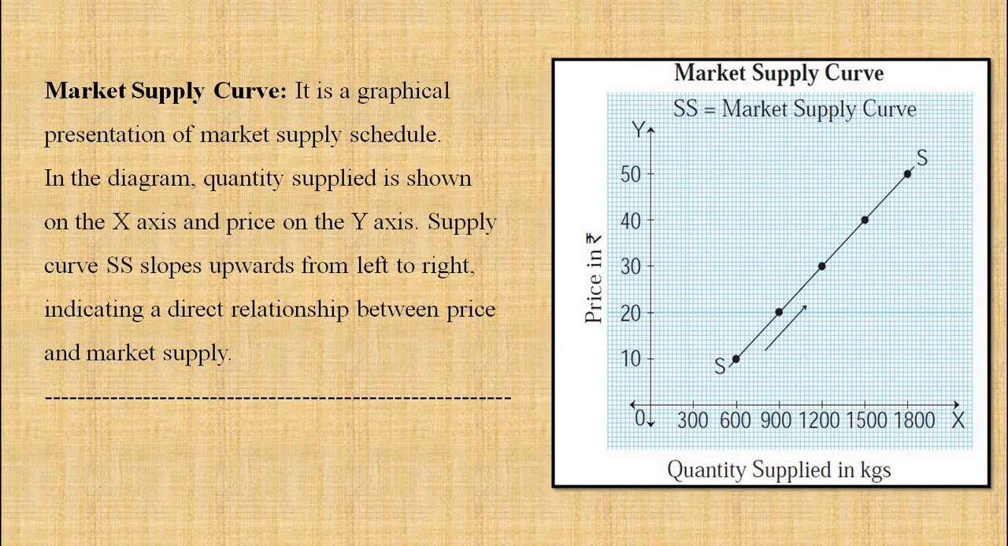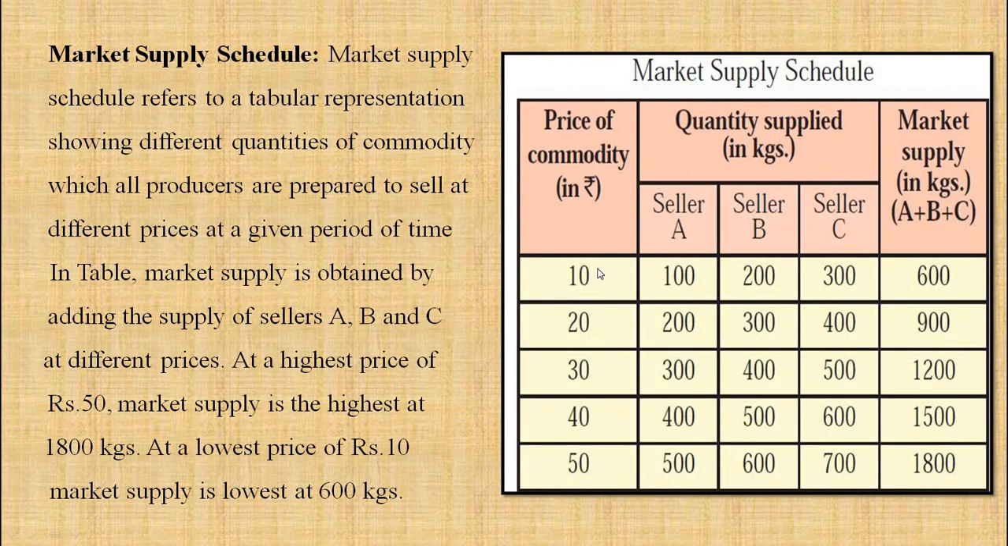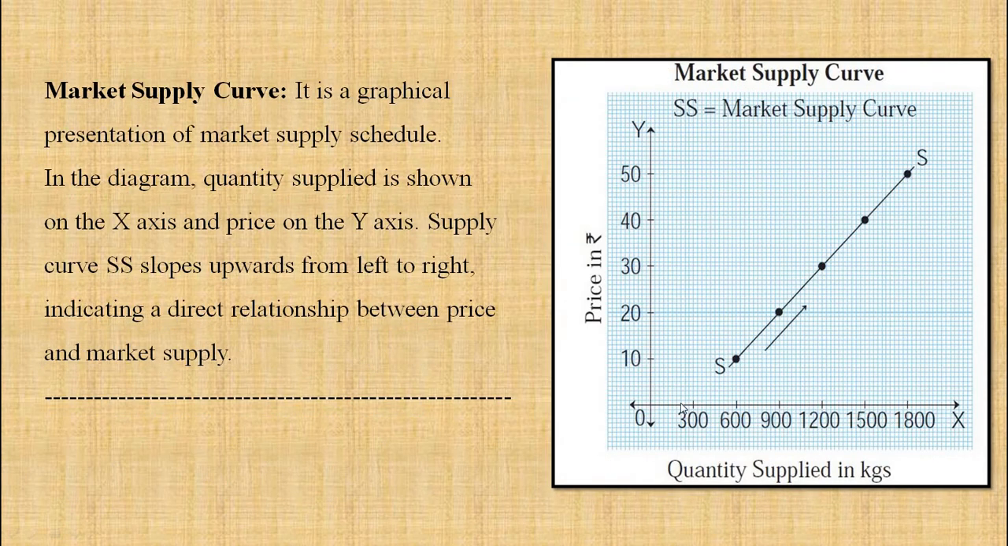Let us see the diagram. Market supply curve is a graphical presentation of market supply schedule. In the diagram, quantity supplied is shown on the x-axis and price along the y-axis. According to this table, when price rises from 10 to 20, 30, 40, 50, supply rises from 600 to 900, 1200, 1500 and 1800. So when the price is 10, supply is 600. Price rises to 20, it rises to 900. When it is 30, it is 1200. At 40, it is 1500 and at 50, it is 1800.